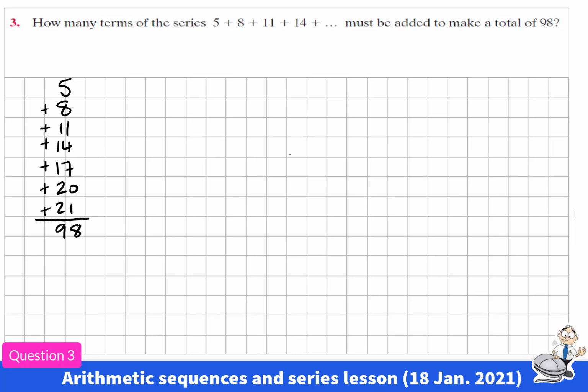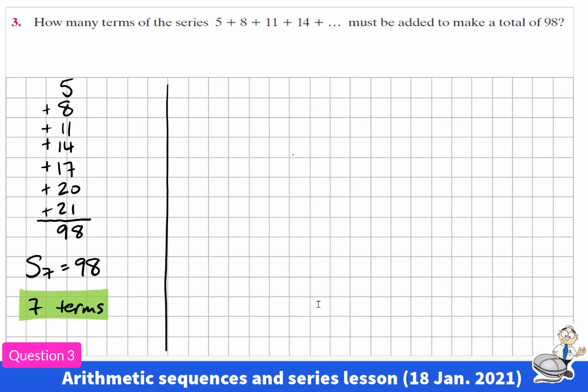Okay, so it asks how many terms in the series, and you could see after 7 terms the sum is 98, or the sum to 7 is 98. So if you did that and said 7 terms, you would have to get full marks for that in the exam. The mathematical approach would be firstly to understand the question.